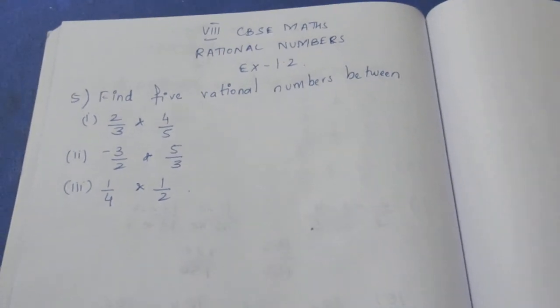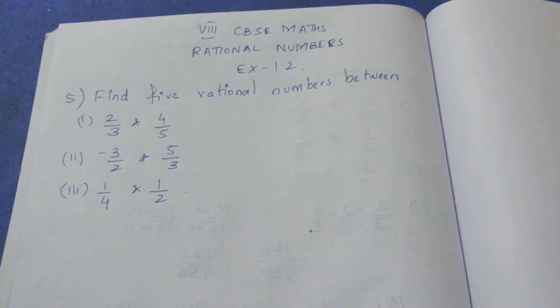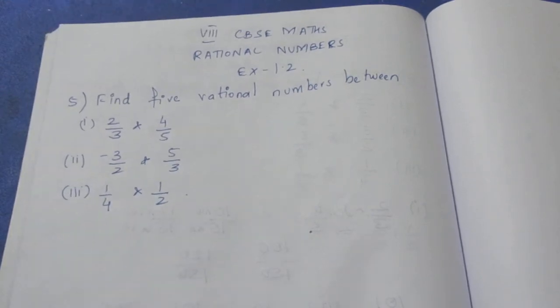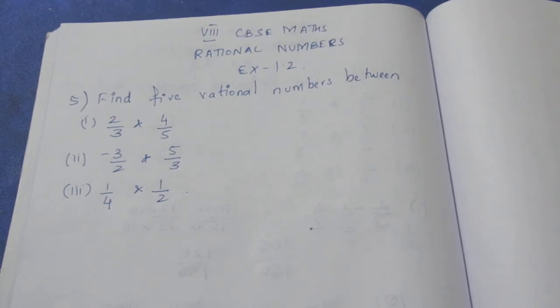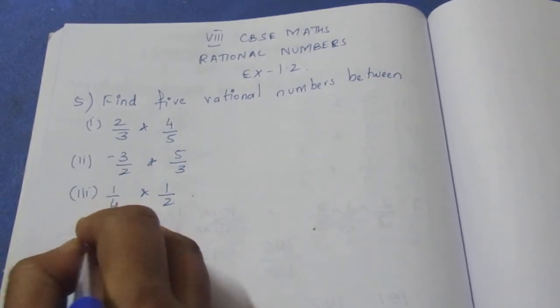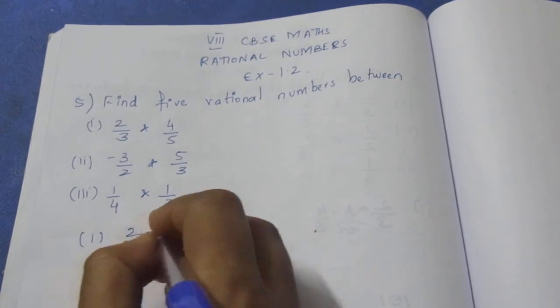Today we are going to see 8 CBSE Maths Rational Number Exercise 1.2 question number 5. Let's see the question. Find 5 rational numbers between 2 by 3 and 4 by 5. So let me take the first subdivision. It is 2 by 3 and 4 by 5.